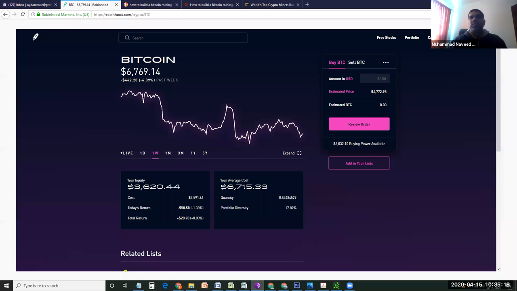It does not make any sense for me to pile on more unless I was increasing my involvement or my percentage of portfolio diversity into Bitcoin a little bit more. I don't want to do that right now, but if it hit $6,600 and my average cost was $67, I would sure go ahead and buy more to reduce my average cost.